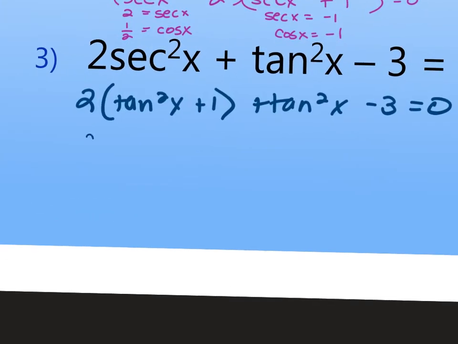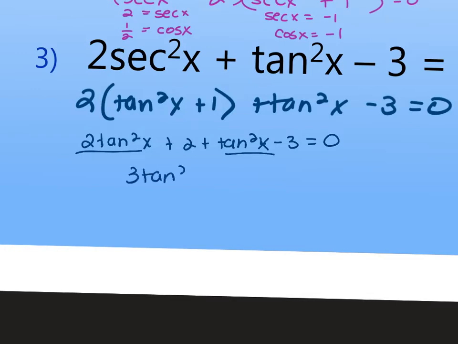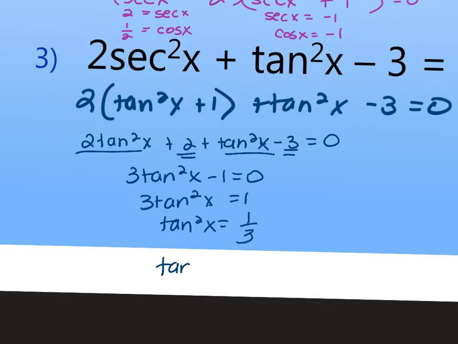Then I would distribute in the two. Combine my like terms. And then solve. So the tangent of x is plus and minus the square root of 1 over 3, or plus and minus the square root of 3 over 3.